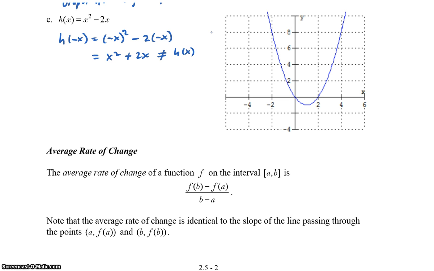So you might think, well, if it's not even, then it must be odd. Well, not necessarily. You have to test to see if it's odd by looking at the opposite of h of x, minus h of x. Now, the opposite of h of x would basically be taking the opposite, or the minus, of all of x squared minus 2x.